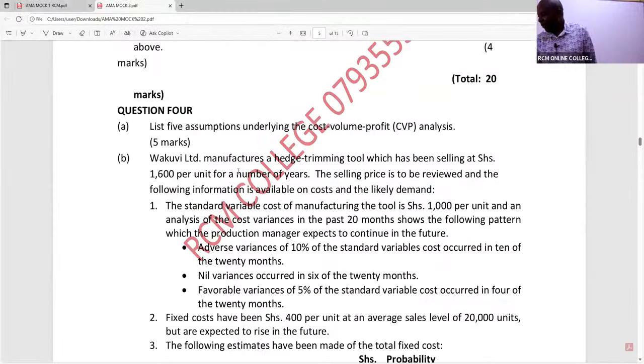Questions. So we start with this one. Question number 4, I mean.